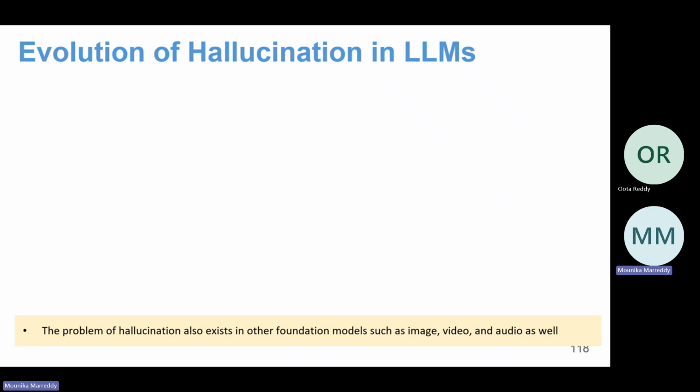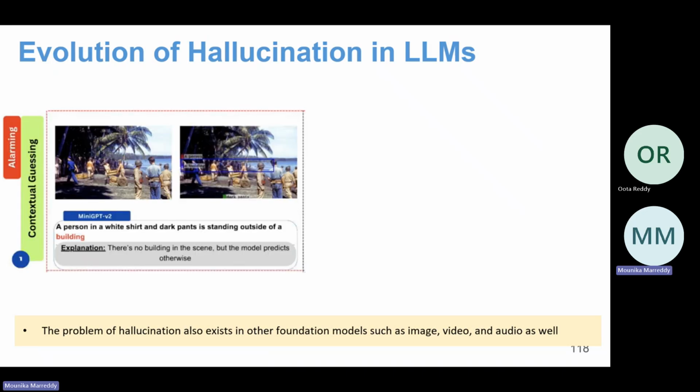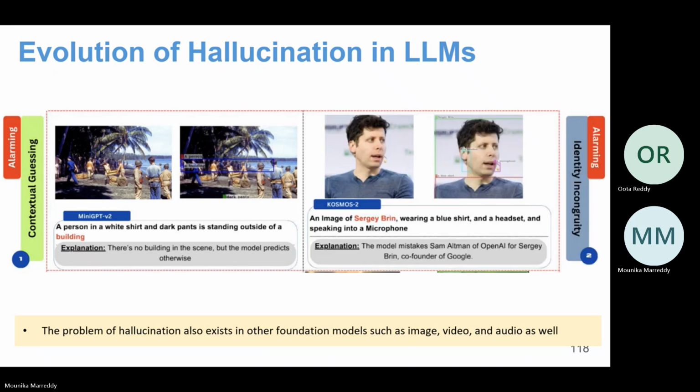The problem of hallucination also exists in all foundation models like image-based models, video-based models, and audio-based models. You see this example here, we use the MiniGPT model, and by seeing this image, the model generated "a person in a white shirt and dark pants is standing outside of a building." But here there is no building. The model predicted that there is a building, which is an alarming hallucination. Then comes the second picture where the model is unable to identify the person in the image and mistakes them for another co-founder of Google.